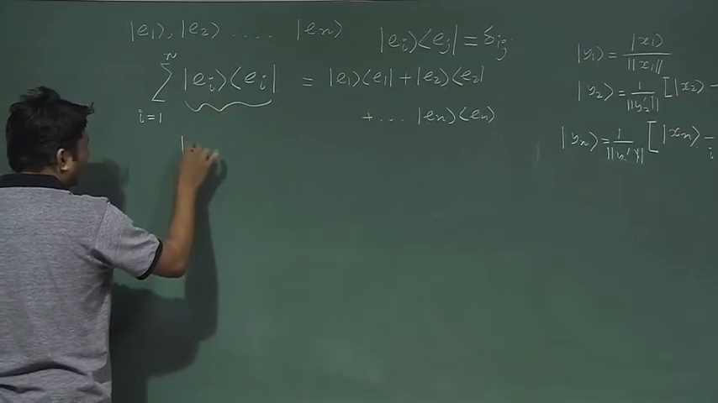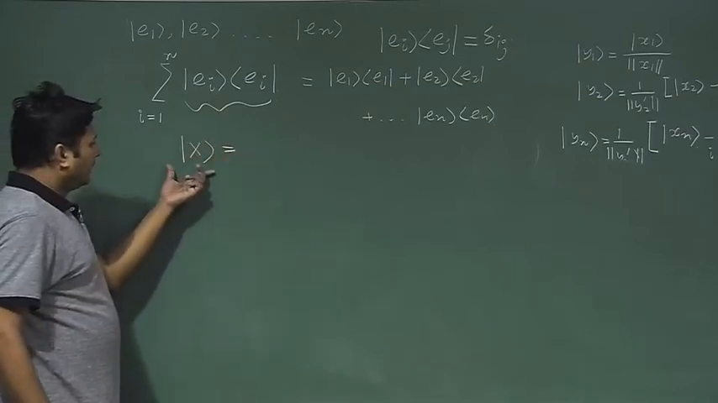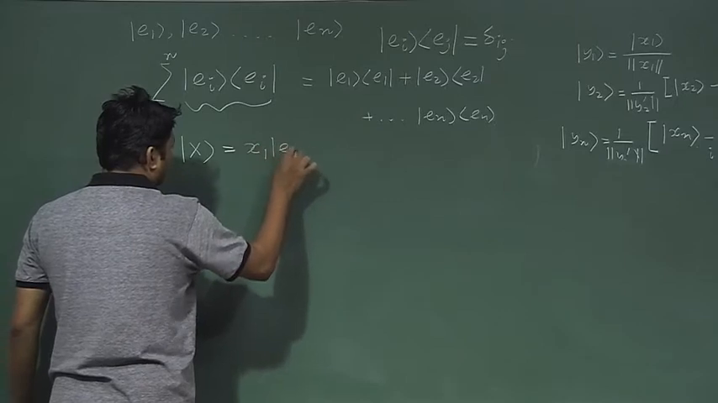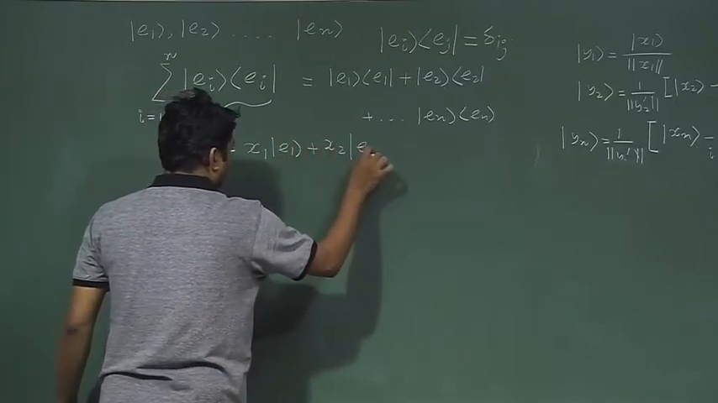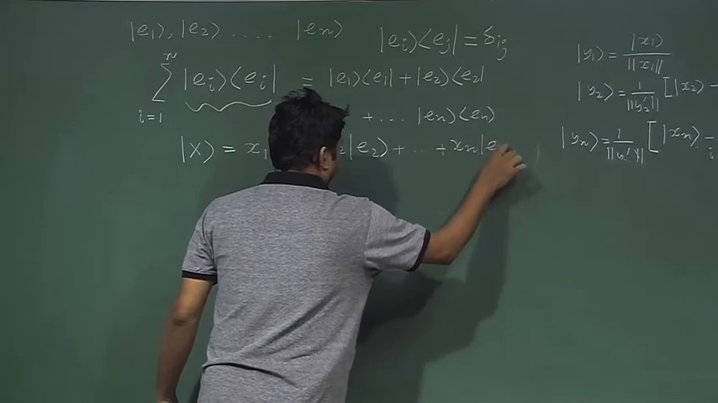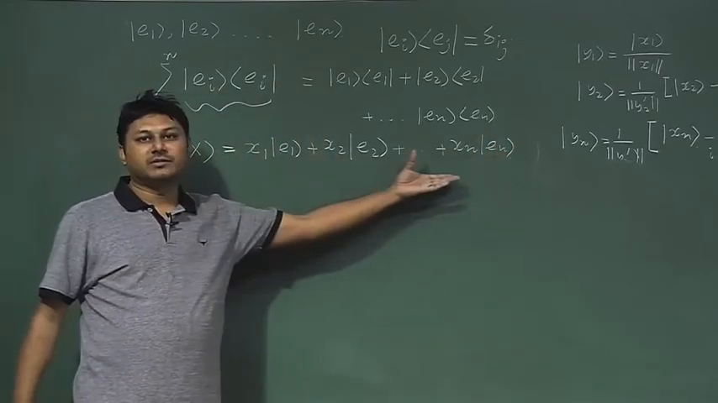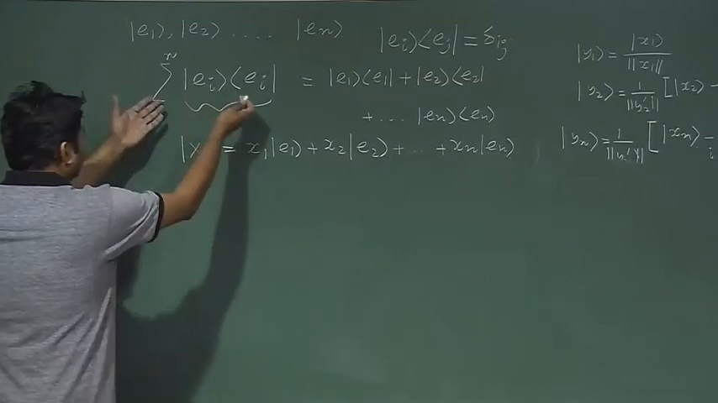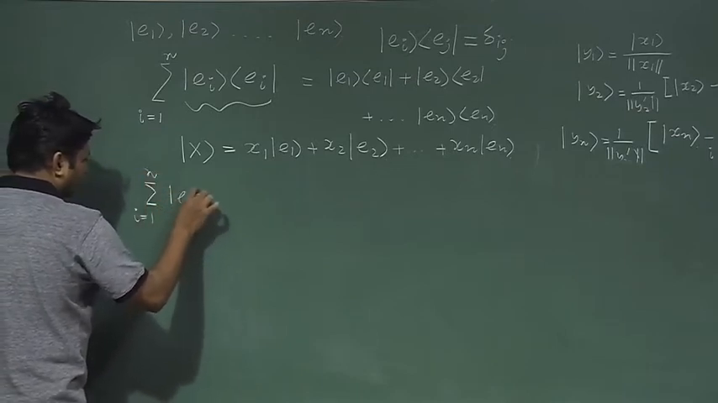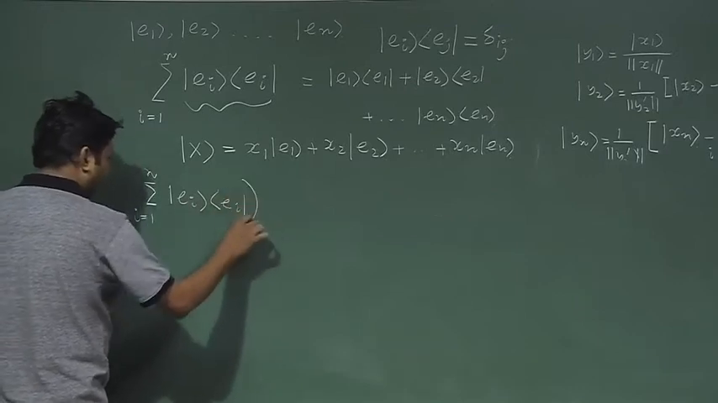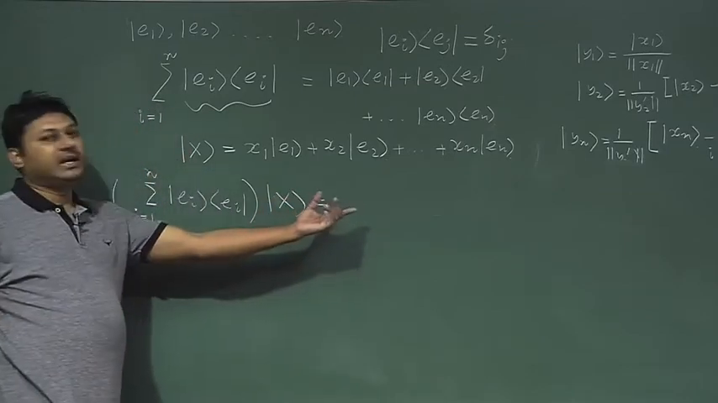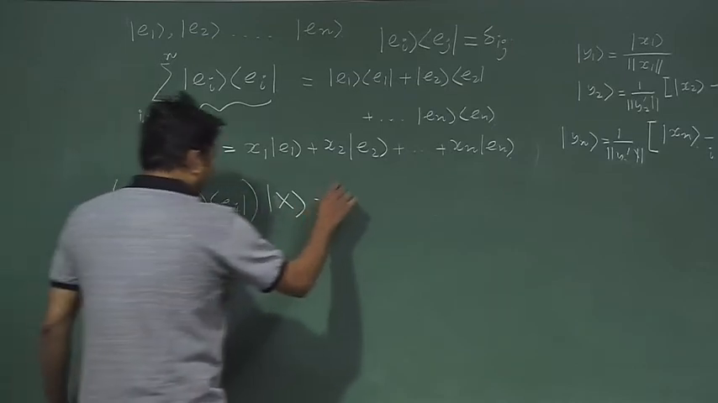So what I will do is take a vector x. This vector can be decomposed by this basis, e1, e2, en. So this is the decomposition of this vector along the basis. Now I need to use this over that. So what I will do is apply this projection operator, the entire projection operator, over x, big x, and try to find out what I am getting on the right hand side. So essentially I am doing these things.